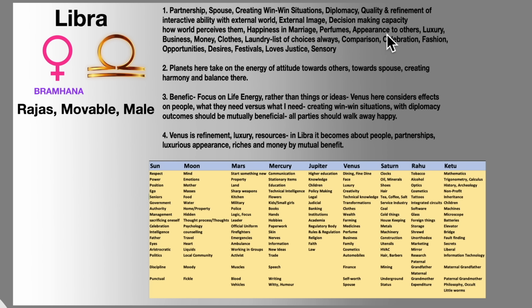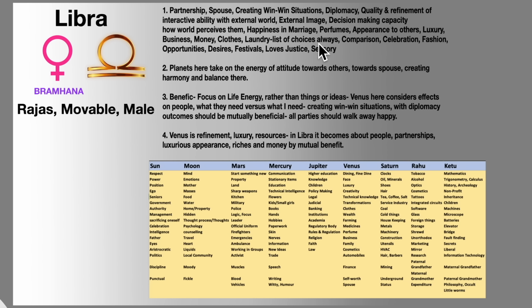Appearance to others, say how you appear. Luxury is Libra. Libra is very luxurious. All the real wealth is in Libra. Business, money, clothes. A laundry list of choices. Now this is where Libra has an issue. Because Libra is a bridge.